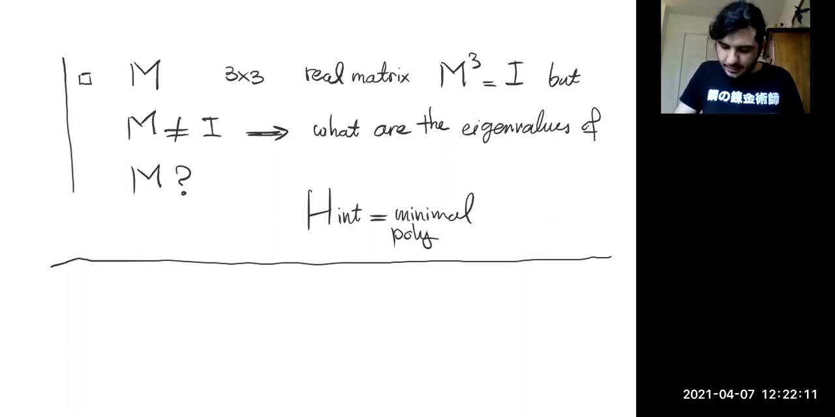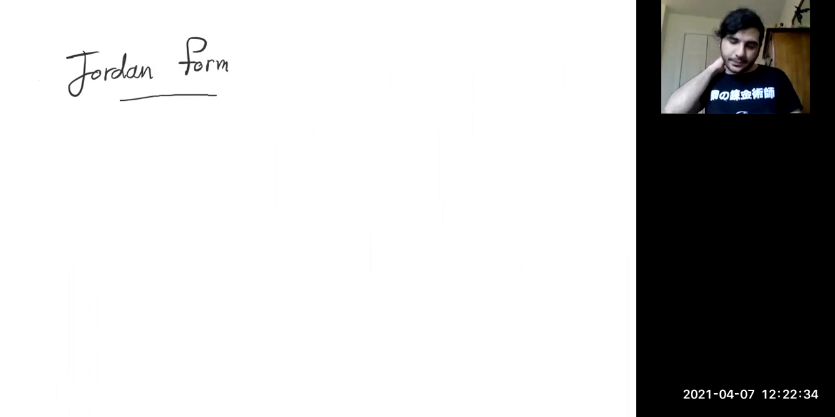The reason I'm skipping that is because today I want to talk about a different concept. I want to talk about something called Jordan form. So let me talk about that and compute at least one or two examples.